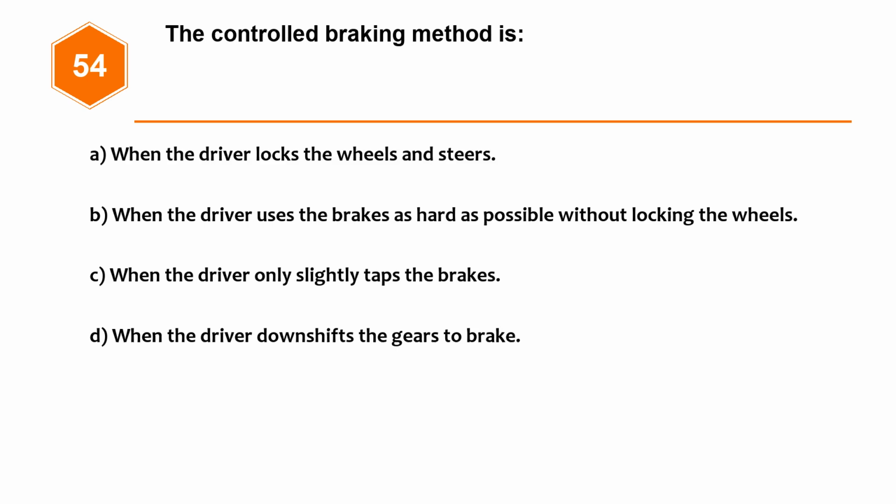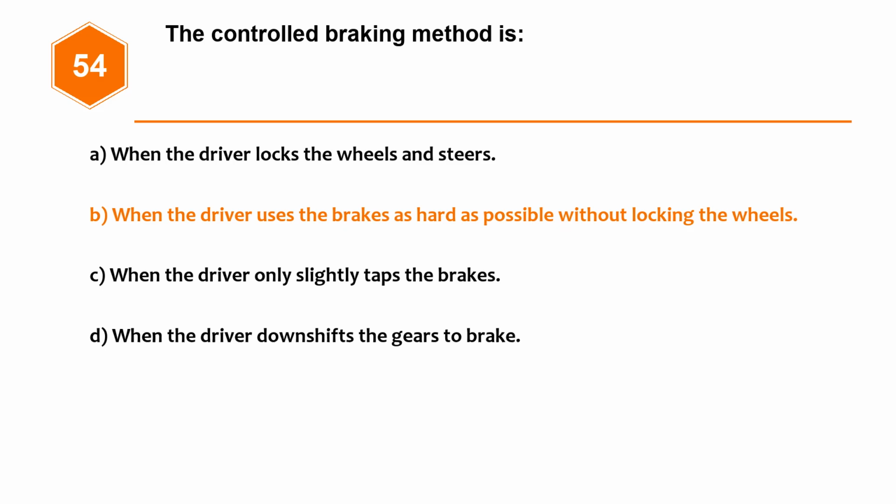Question 54. The controlled braking method is: Option A, when the driver locks the wheels and steers. Option B, when the driver uses the brakes as hard as possible without locking the wheels. Option C, when the driver only slightly taps the brakes. Option D, when the driver downshifts the gears to brake.